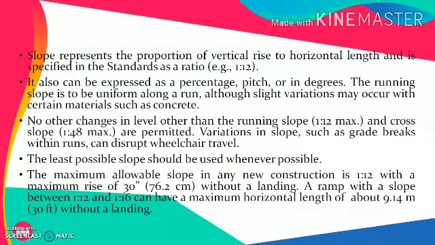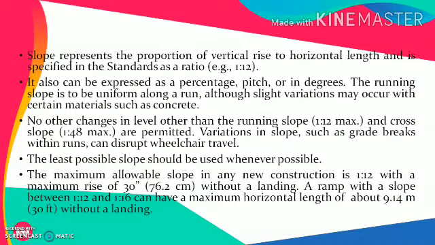The maximum allowable slope in any new construction is 1:12 with a maximum rise of 30 inches, or 0.76 meter, without a landing. If more than this vertical distance needs to be covered, then one must introduce an intermediate landing so as to facilitate the users.